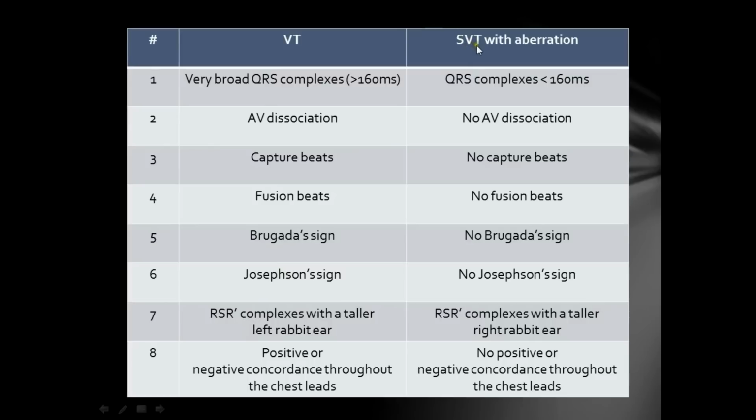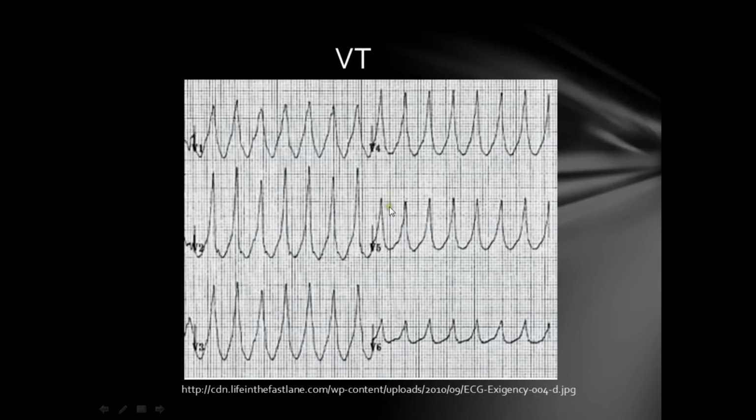This is in contrast to SVT with aberrancy, which does not have complete positive or negative concordance throughout the chest leads. Some are positive, some are negative. But again, this is not always. And here on this ECG, we can see a ventricular tachycardia with positive concordance throughout the chest leads.